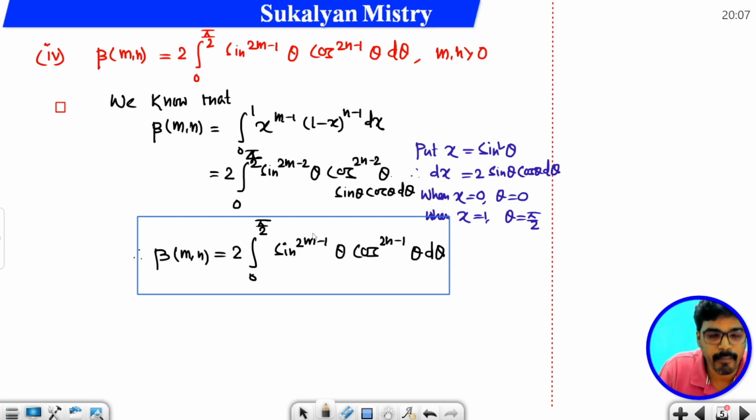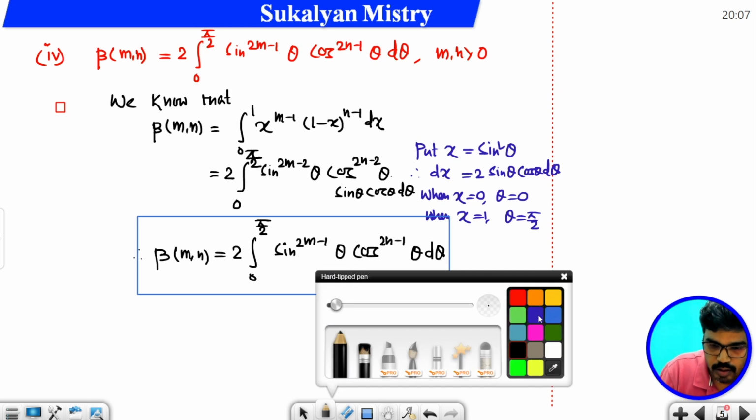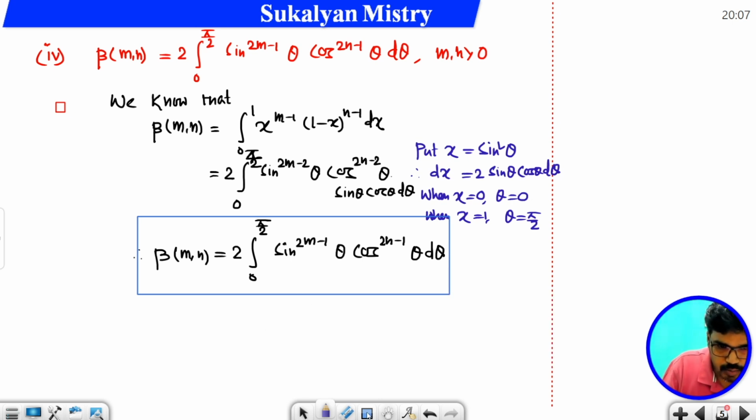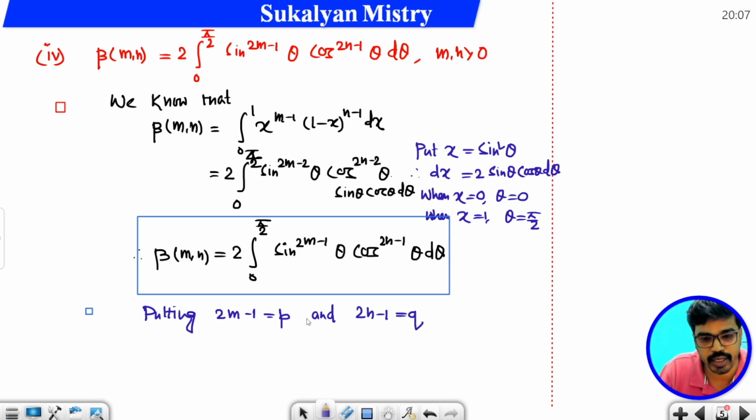Putting just an extension, we put 2m minus 1 equal to p, and 2n minus 1 equal to q. We consider 2m minus 1 as p and 2n minus 1 as q, okay? So then what do we get?